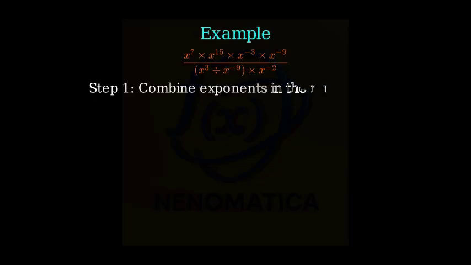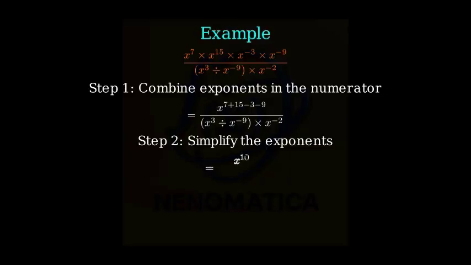Let's start with step 1. Combine the exponents in the numerator. According to the rule a raised to the power m times a raised to the power n equals a raised to the power m plus n, we can add all exponents in the numerator. Step 2. Let's simplify the expression in the numerator. 7 plus 15 is 22, minus 3 is 19, minus 9 gives us 10. So the numerator simplifies to x raised to the power 10.